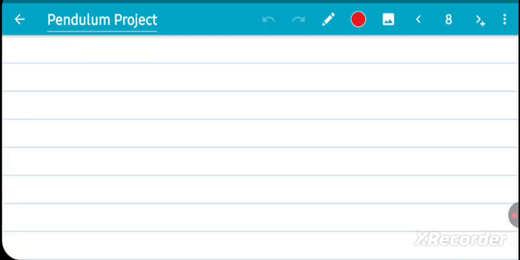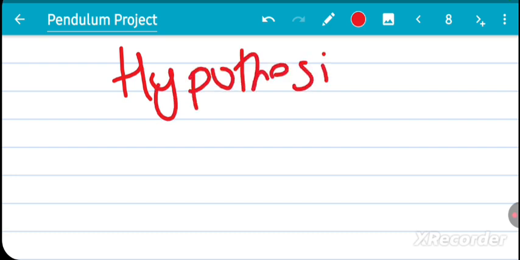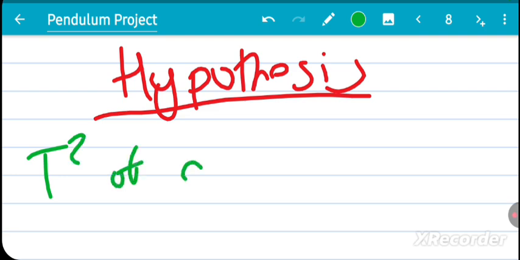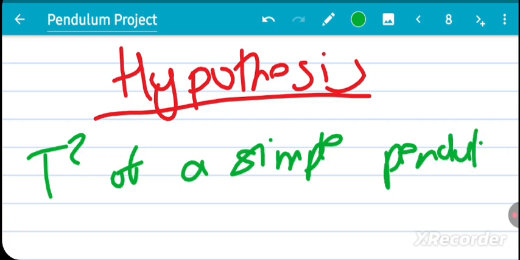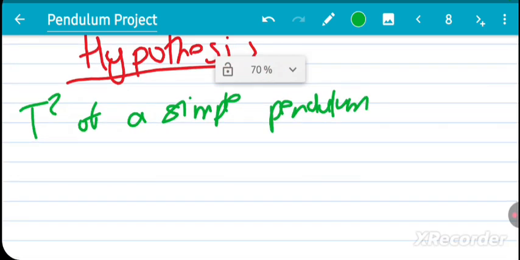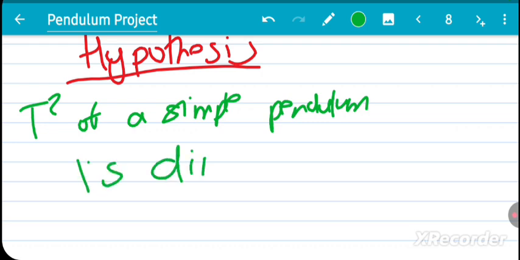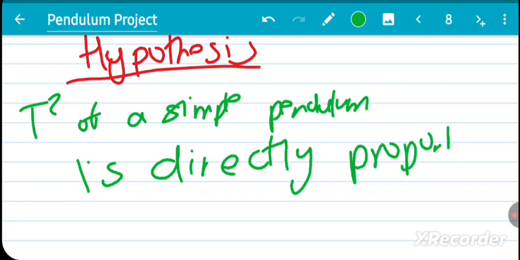And so let's talk about the hypothesis now. Basic science tells us that a hypothesis is an educated guess. So what is our hypothesis here? Our hypothesis says the T squared of a simple pendulum. So this is what we think. We think that the T squared of a simple pendulum is directly proportional to its length L.